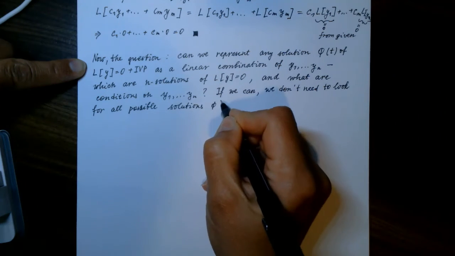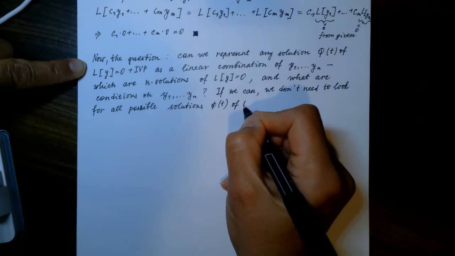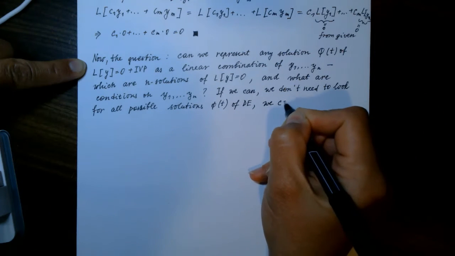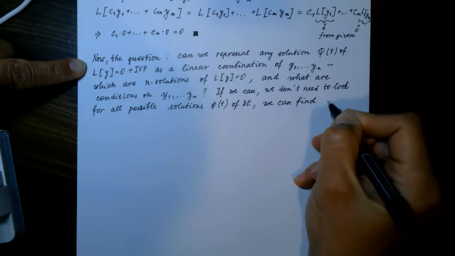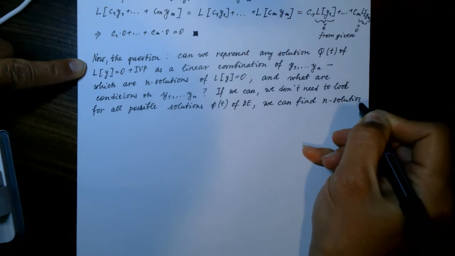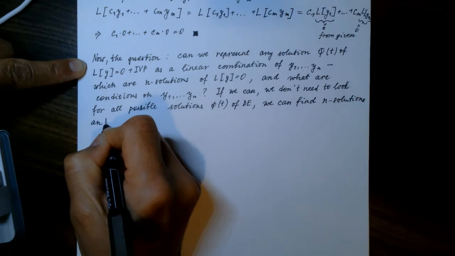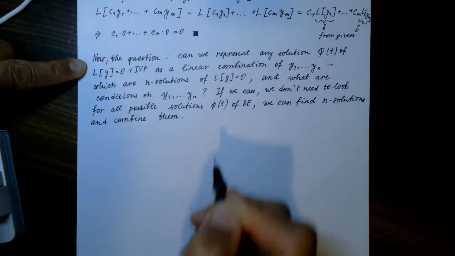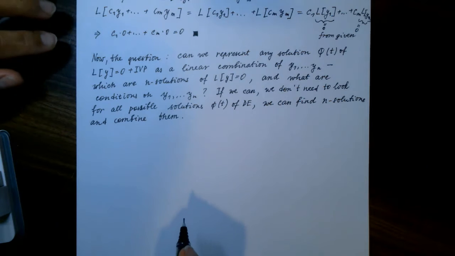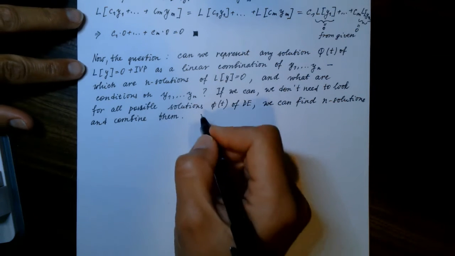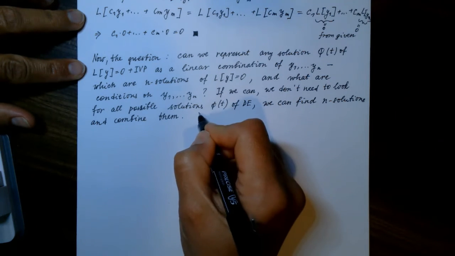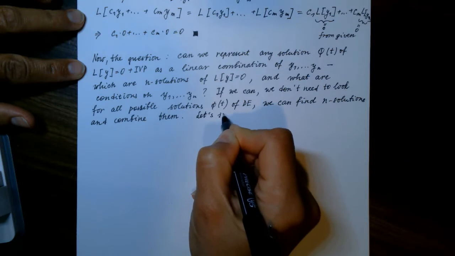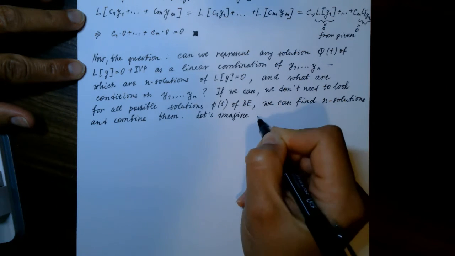If we can represent any solution through the linear combination of known solutions, like n known solutions, we don't need to look for any possible solutions because they are all going to sit in this linear combination. We can find just n solutions and then write down this linear combination. And if somebody gives us initial conditions, we're going to just plug in our solutions and calculate the constants.